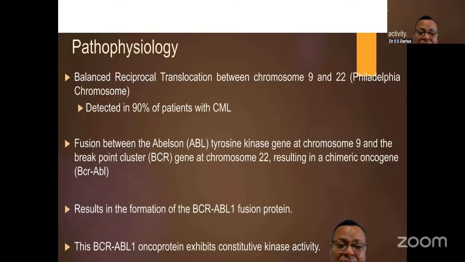Pathophysiology: there is a reciprocal translocation between chromosome 9 and 22. That is the Philadelphia chromosome, and it can be found in more than 90% of patients with CML. There is a fusion between ABL, the Abelson tyrosine kinase gene on chromosome 9, and BCR, B for break, P for point cluster, the BCR gene at chromosome 22. So there is a translocation between 9 and 22, resulting in a chimeric oncogene, BCR-ABL, and the formation of the BCR-ABL fusion protein occurs in CML.